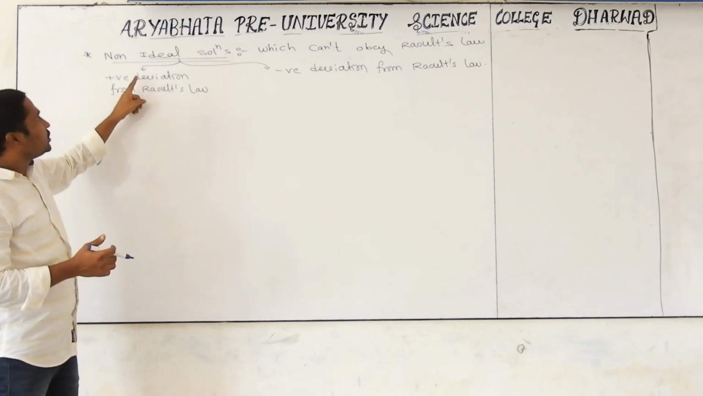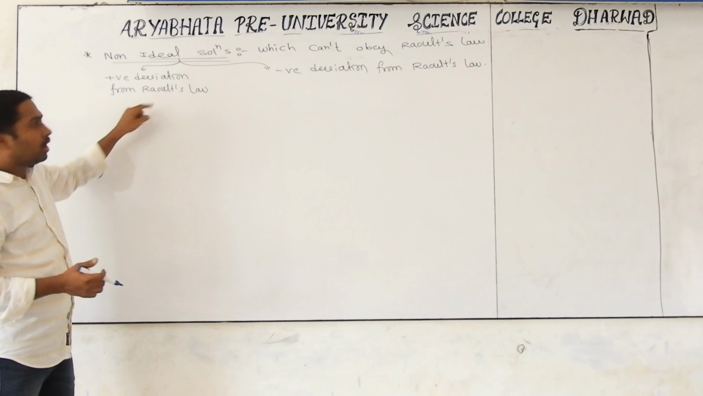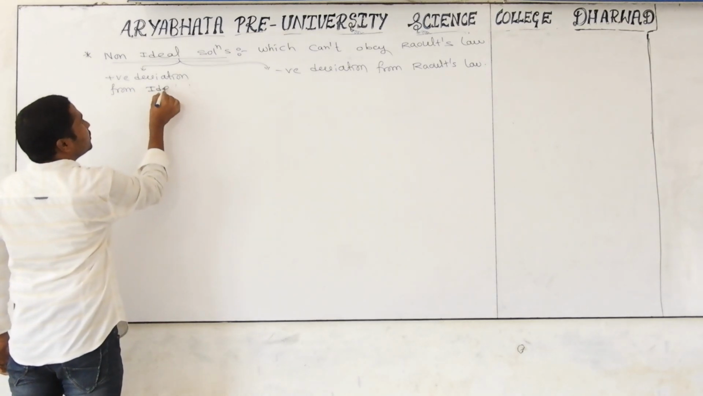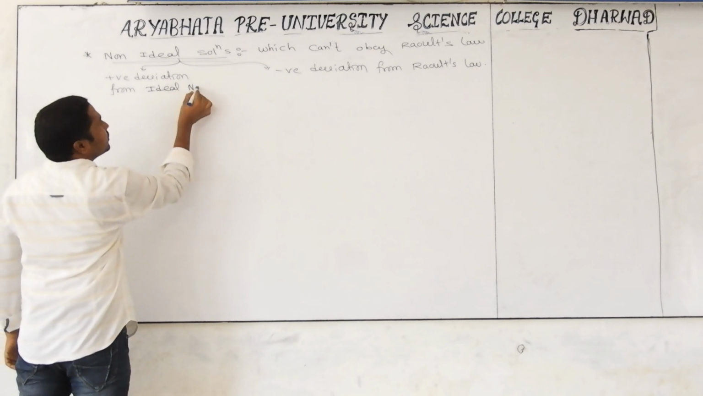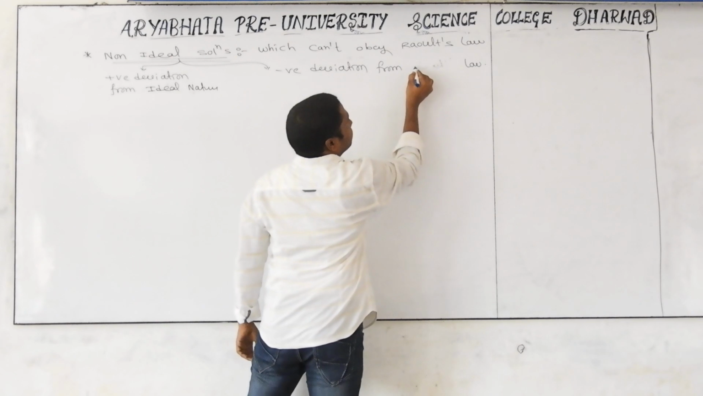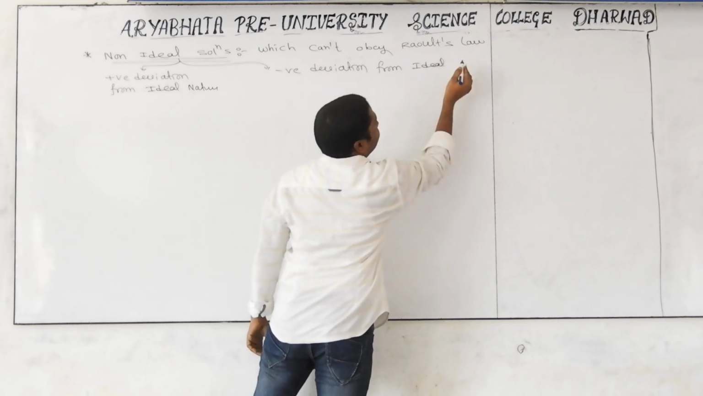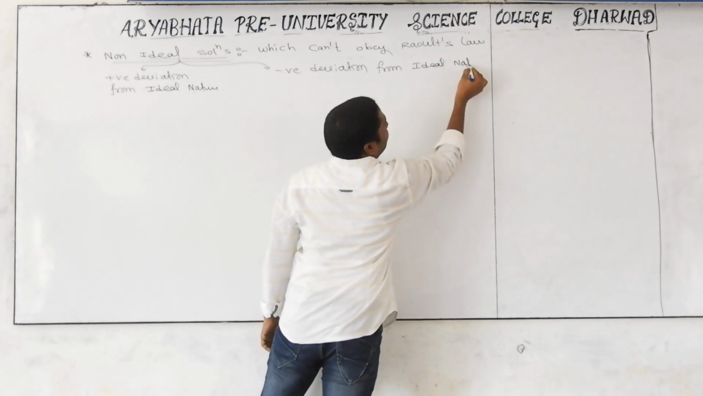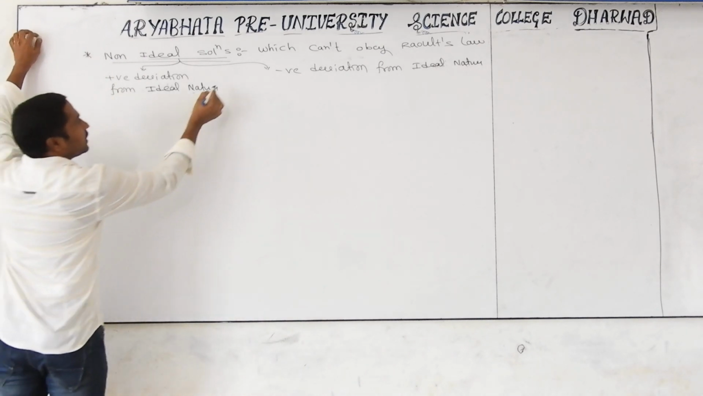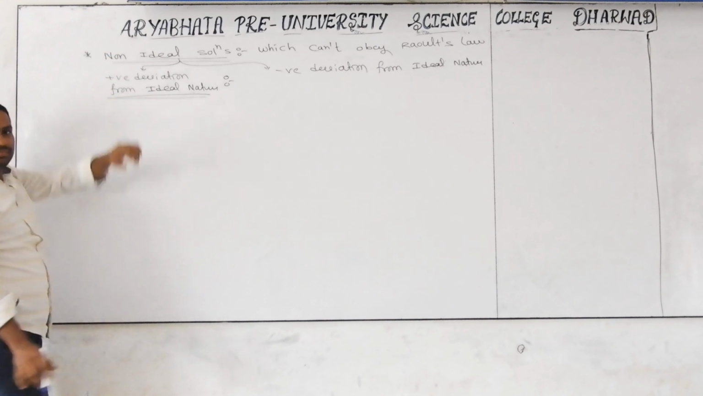Again, non-ideal solutions are classified into two types: positive deviation from Raoult's law, or simply positive deviation from the ideal nature, and negative deviation from the ideal nature. This is a very important thing. So first of all, we have to discuss the positive deviation from the ideal nature.